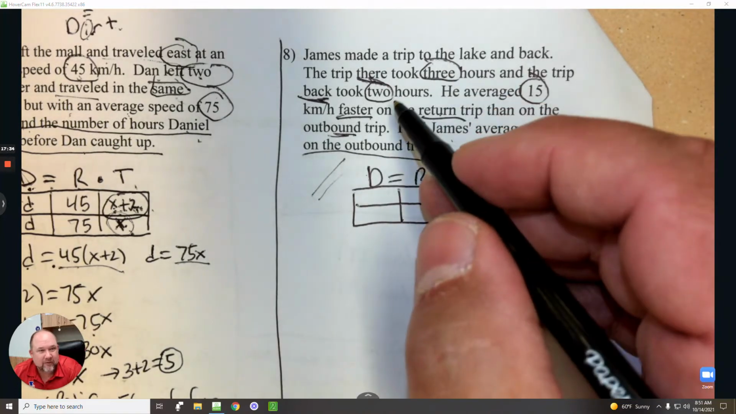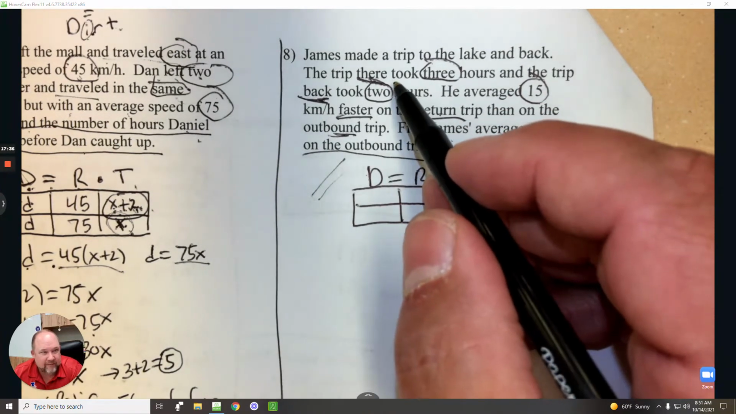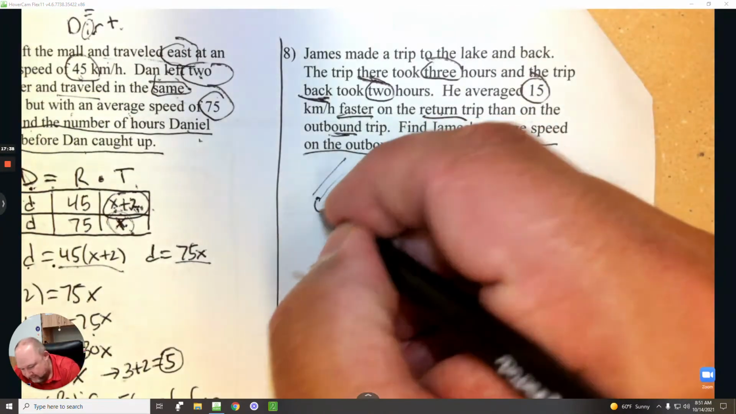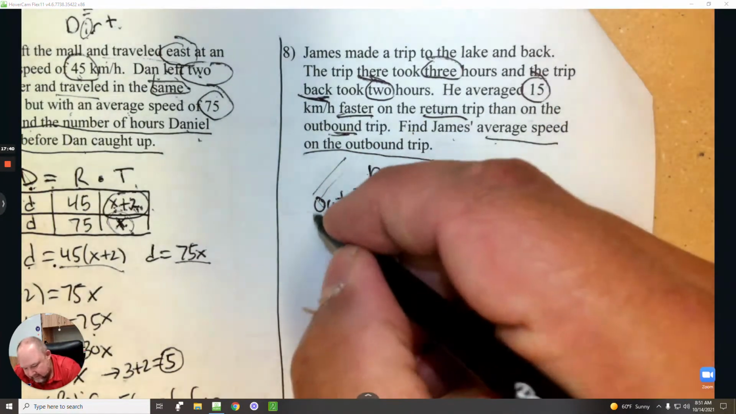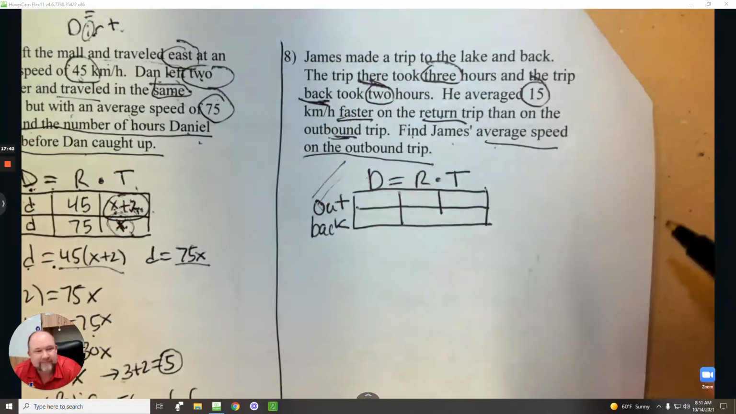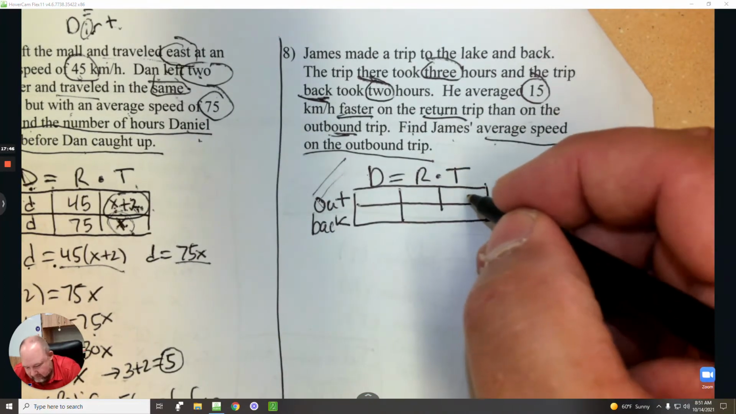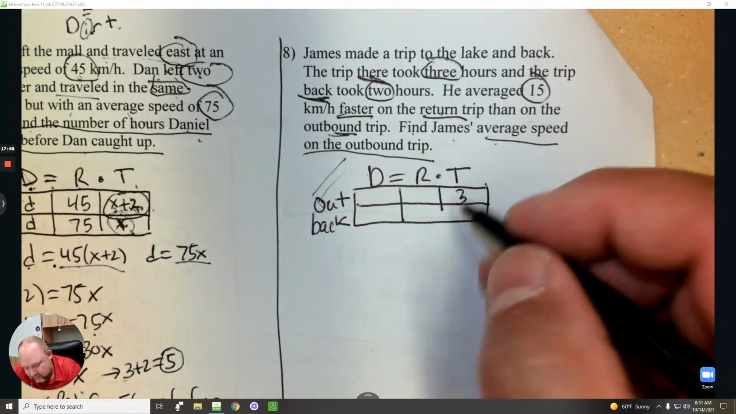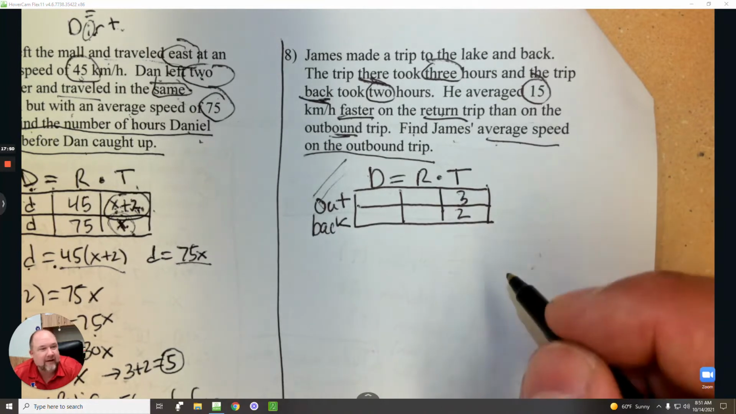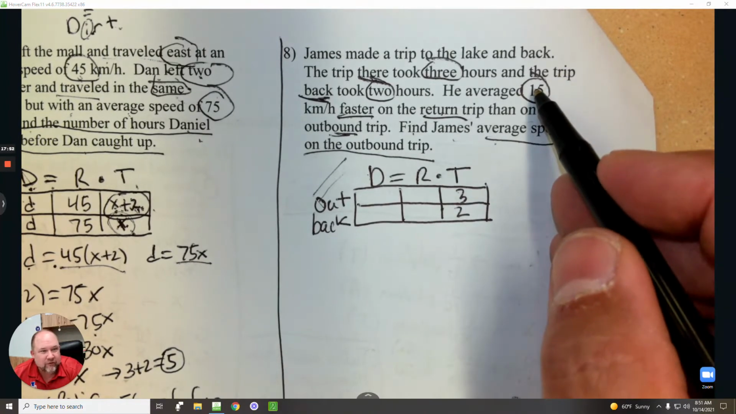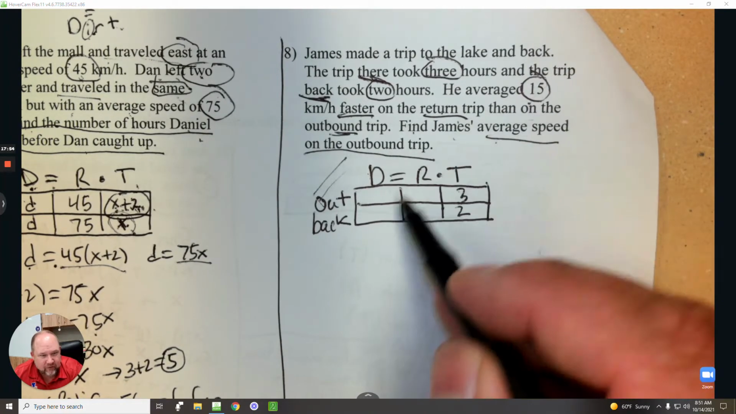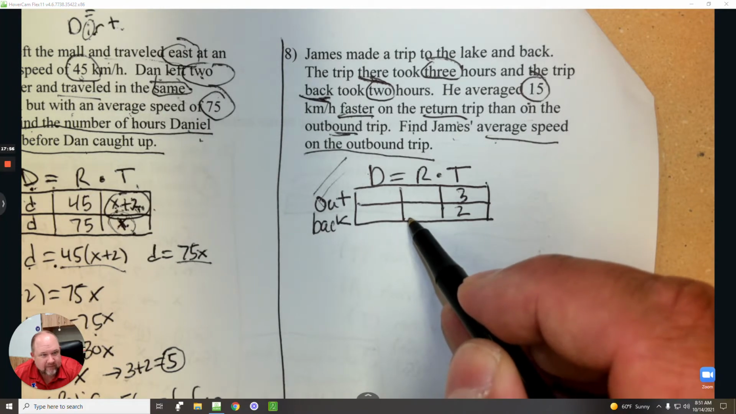So in this case, we don't have two different people. We have the trip there. Now they call it the outbound, so I'm going to call it the trip out there and then the trip back. The trip out there took 3 hours and the trip back took 2 hours. Just organizing the information.